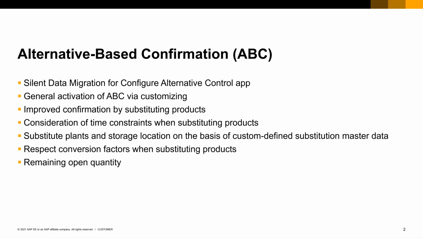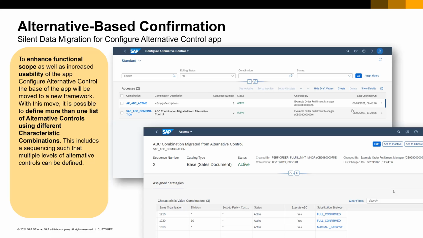Let's start from the top with the Configure Alternative Control app. The Configure Alternative Control app is the activation of the alternative-based confirmation. So this was done in a simple way based on a characteristic combination. But the first feedback from many customers was, yes, it's nice that you have this, and it's quite simple and straightforward, but it's too simple for us. We want it a bit more complicated.